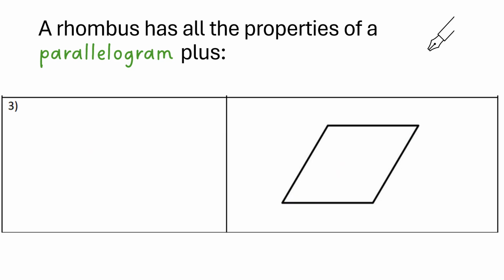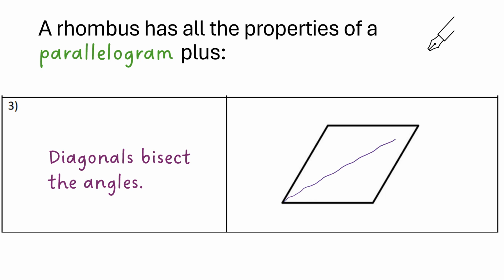The next property of a rhombus is that the diagonals of a rhombus bisect their angles, so that if I draw this diagonal in, I know that it bisects the angles that it cuts across. That is not true of every parallelogram, but it is true when your parallelogram is also a rhombus. And if I draw in this diagonal, that diagonal also bisects its angles.